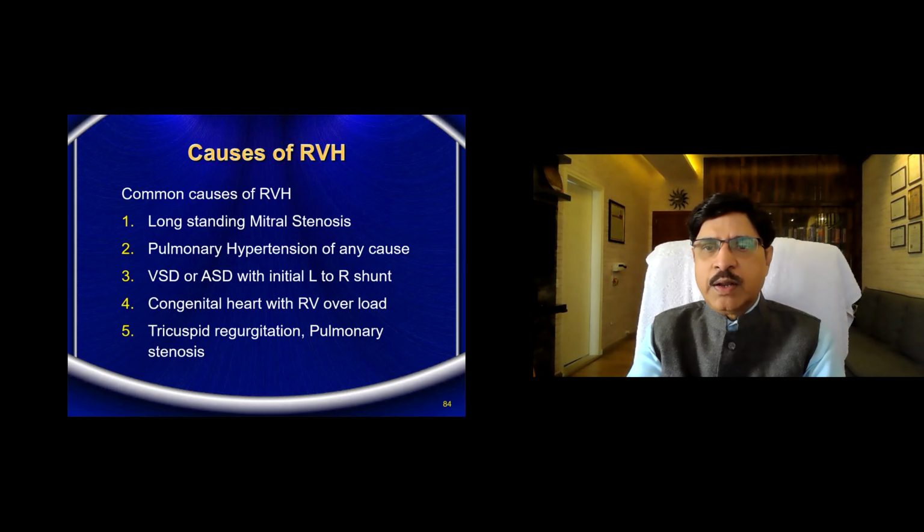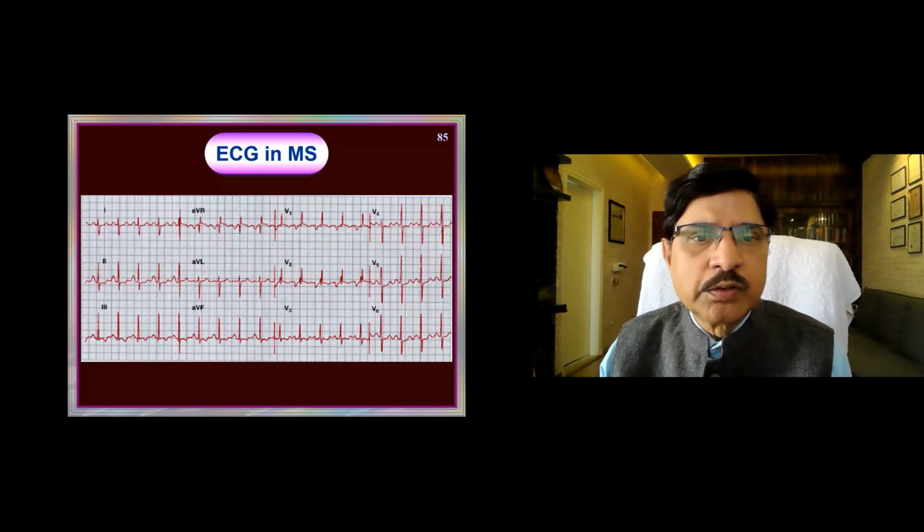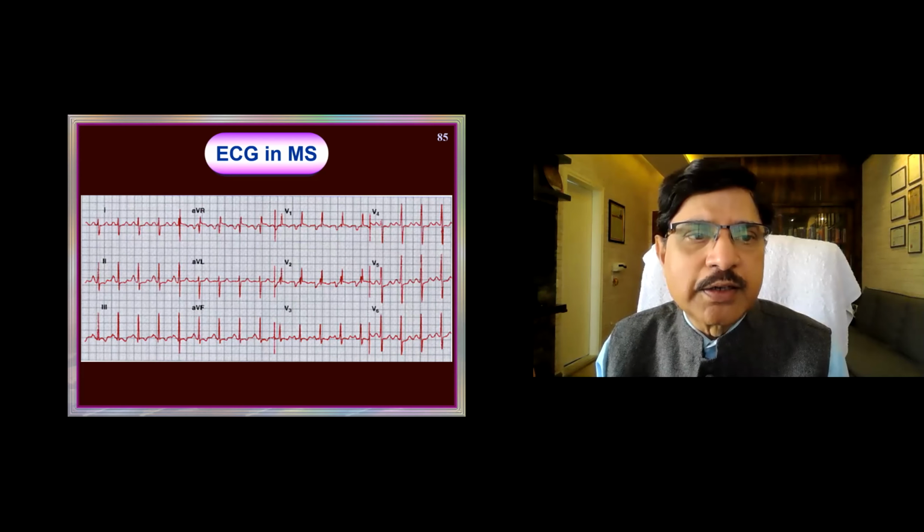Tricuspid regurgitation, because the regurgitant jet is coming back into the right ventricle and then making it hypertrophied. And pulmonic stenosis, the outflow is obstructed, so right ventricle enlarges. Hypertrophy. So if you see right ventricular hypertrophy on the ECG, you must think of these conditions. Long-standing MS, pulmonary hypertension of any cause, VSD or ASD with left to right shunt, congenital heart with right ventricular overload, tricuspid regurgitation, pulmonary stenosis. So this is the typical ECG in mitral stenosis.